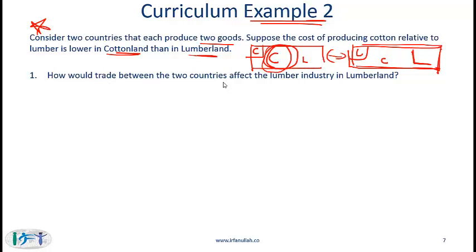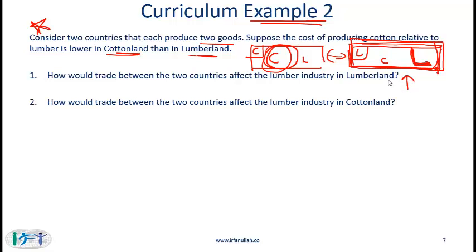How would trade between the two countries affect the lumber industry in lumberland? If these two countries start trading, then clearly lumberland will start exporting lumber to cottonland because this country can produce lumber at a lower cost. So the lumber industry will grow. What about the lumber industry in cottonland? This industry will actually shrink because lumber is now coming from lumberland.